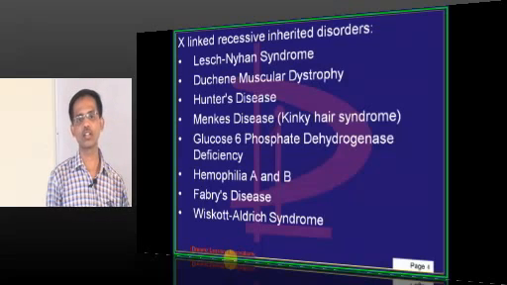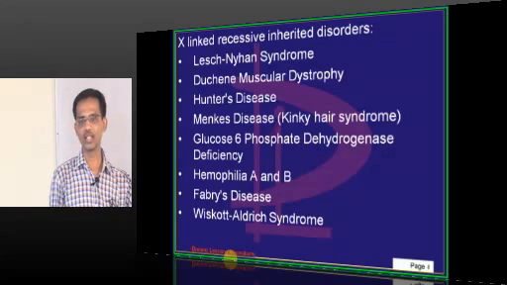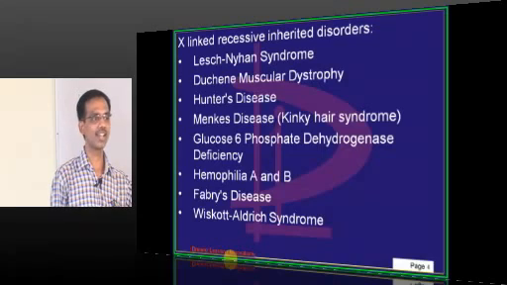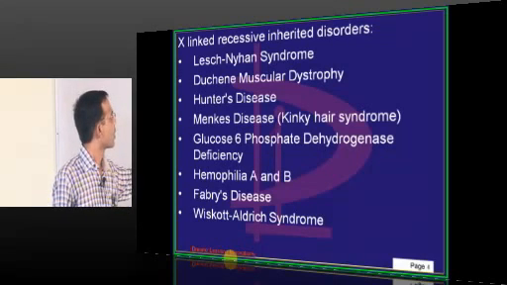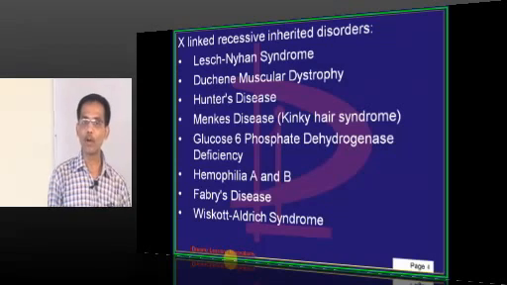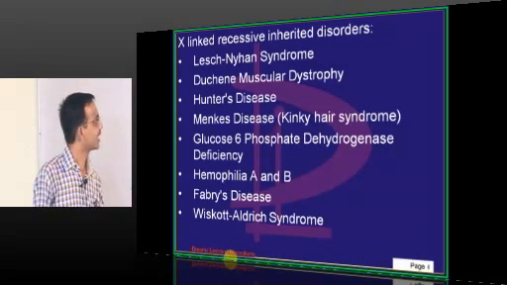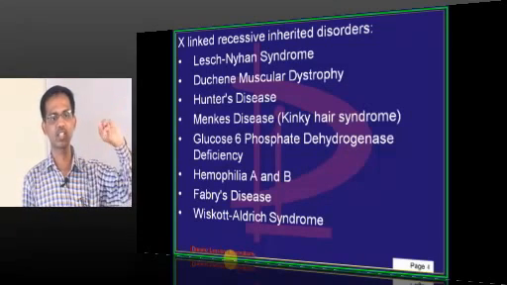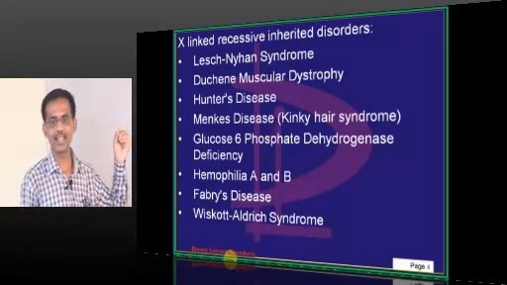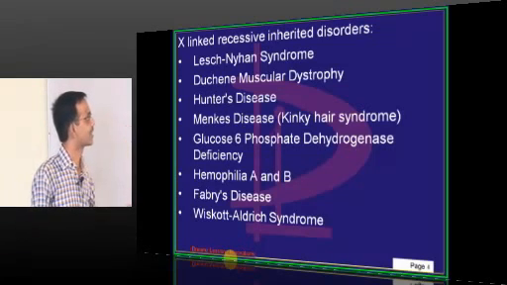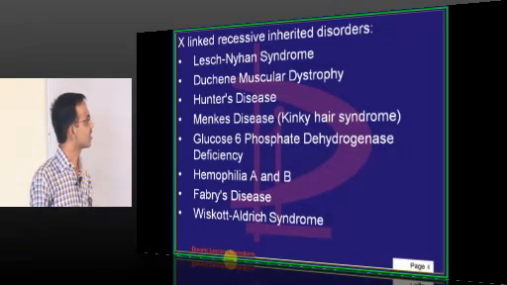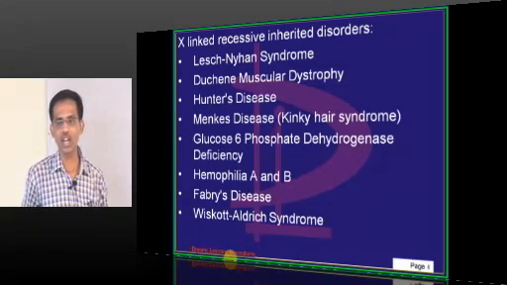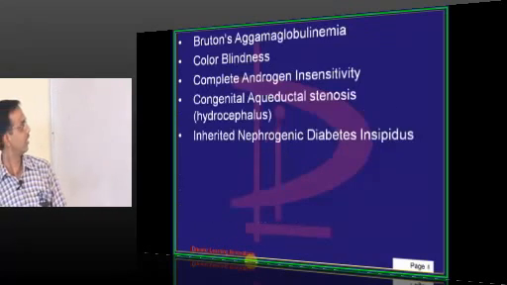Majority of the X-linked disorders are recessive, except for dominant. Once we go to dominant, I'll tell you there are hardly any three or four dominant X-linked disorders. Majority are recessive. Hunter's, among the mucopolysaccharidosis. Menkes disease, which is characterized by kinky hair, where the hair shafts show kinking or bending, is called kinky hair disease or Menkes disease, X-linked recessive. Fabry's, Wiskott-Aldrich, Lesch-Nyhan, that's the list.